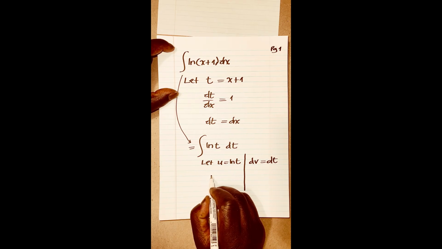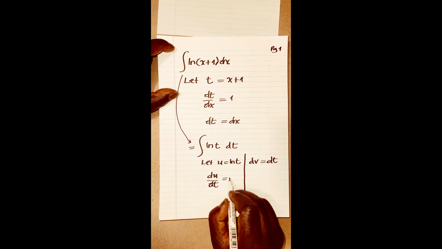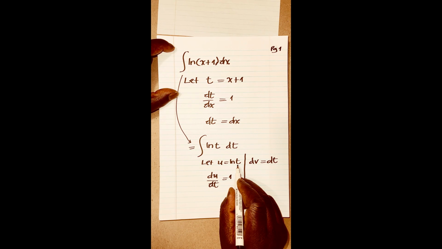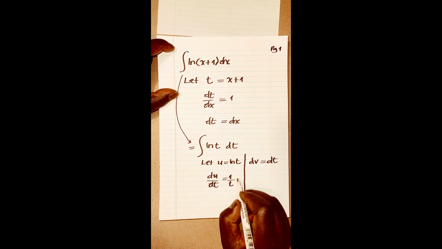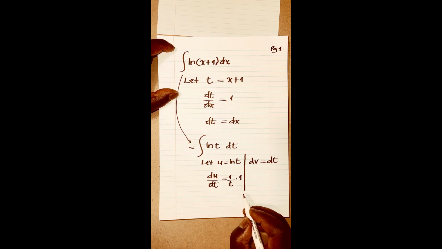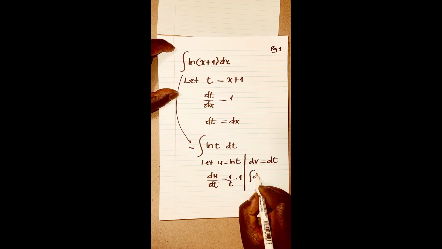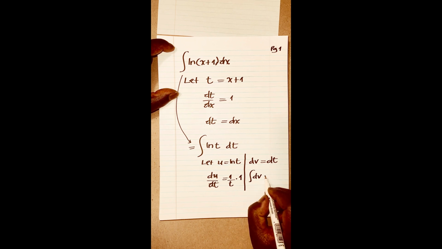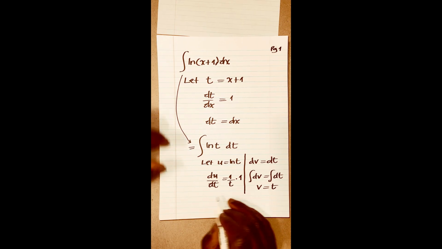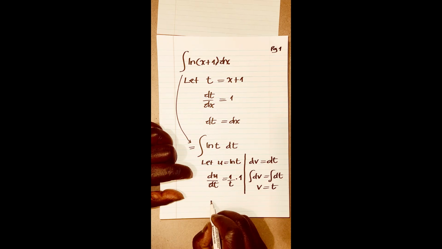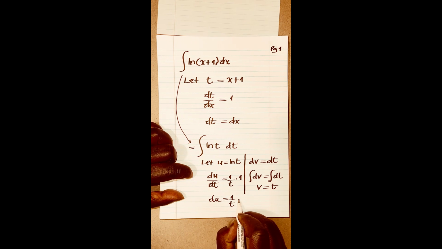On the left here we have to differentiate u with respect to t. You'll agree with me that du/dt is just 1 over t. Remember, derivative of natural log, 1 over t times derivative of t with respect to t. The answer is 1. On the right hand side we have to integrate both sides. The integral of dv must be equal to the integral of dt. You'll agree with me that we just have v equals t there. On this side here we have to multiply both sides by dt. So we're going to have du will be equal to 1 over t dt.